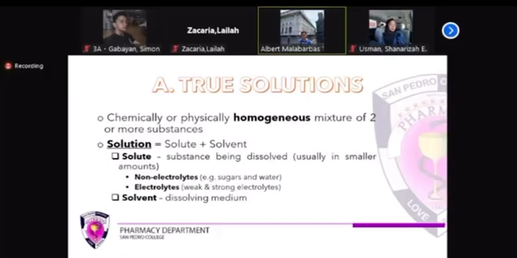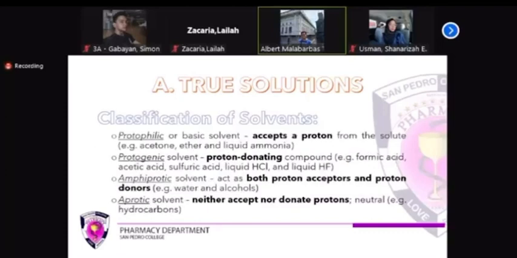And then for your electrolytes, we have your weak and strong electrolytes. Another one, for the classification of your solvents, we have 4 types: protophilic, protogenic, amphiprotic, or aprotic solvent. Protophilic is also known as your basic solvent. Protophilic means they love to accept a proton. So those are characteristics of your bases.